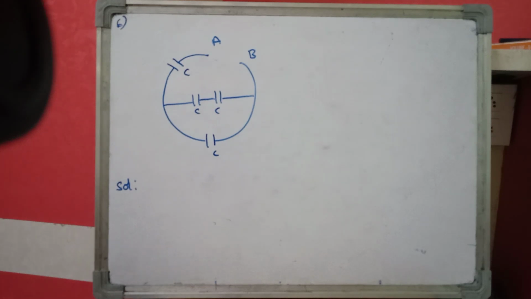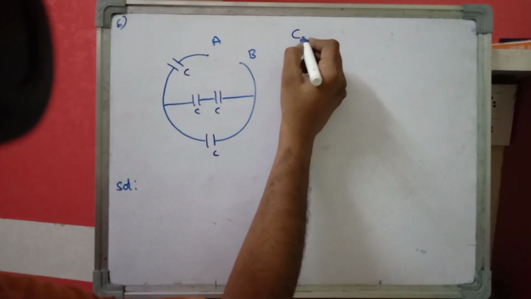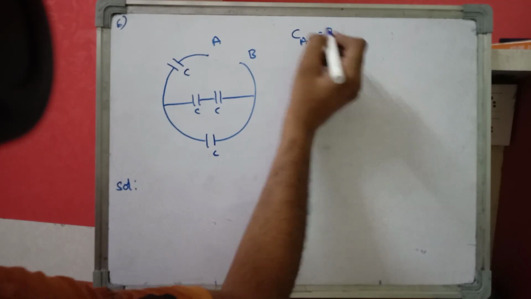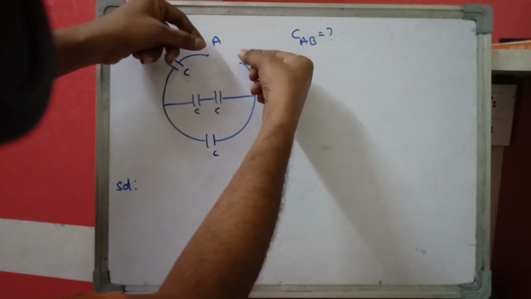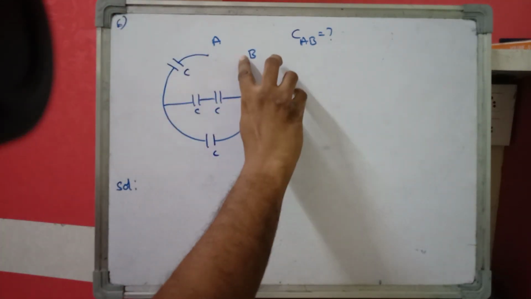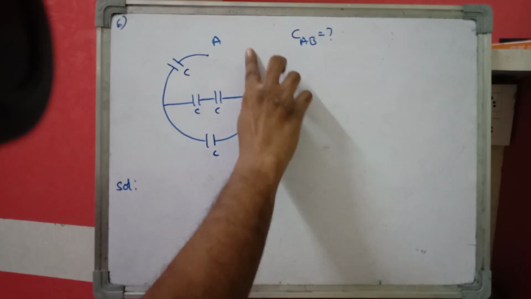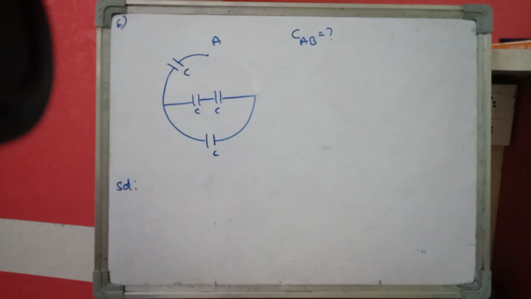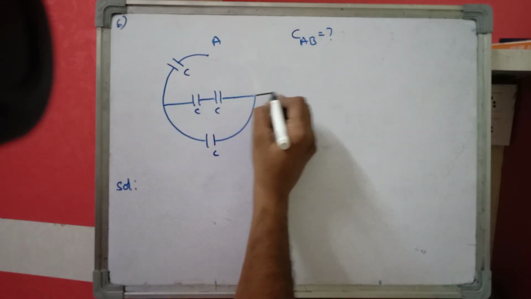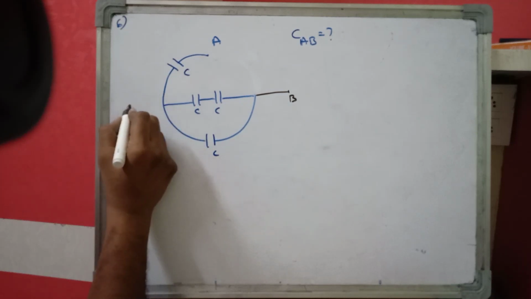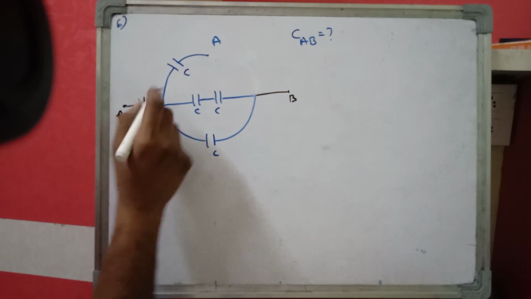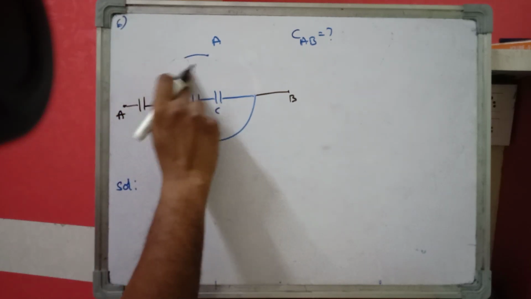You are asked to find the effective capacitance across A and B in this problem. To find the effective capacitance across A and B, just stretch this wire like this. Then you can write B here. This is B, and stretch this wire. This is A.